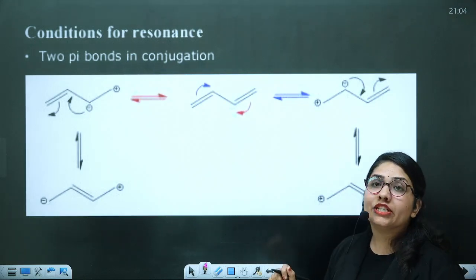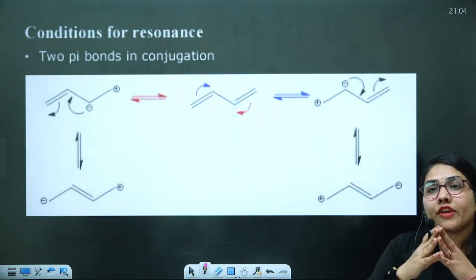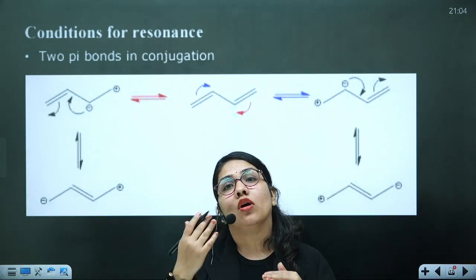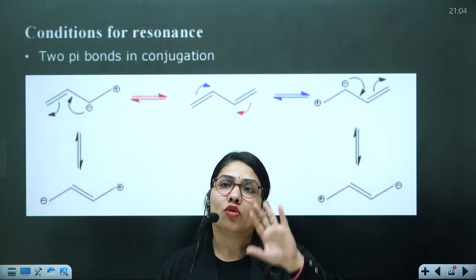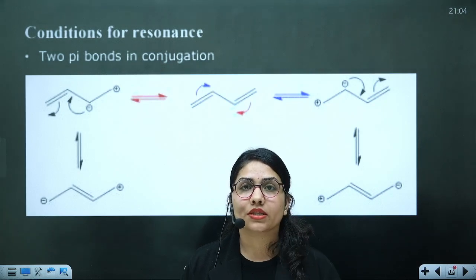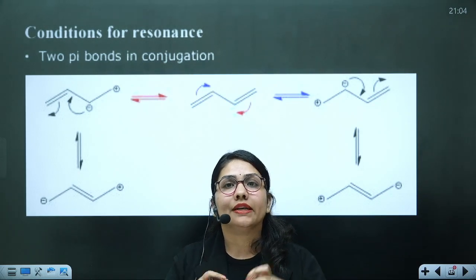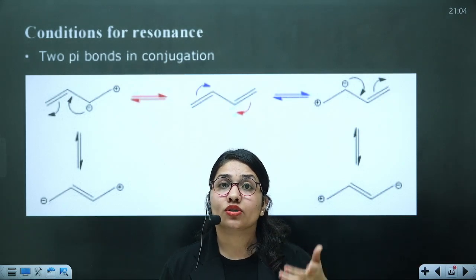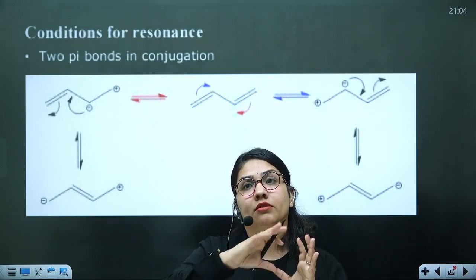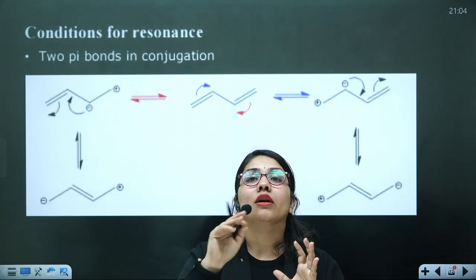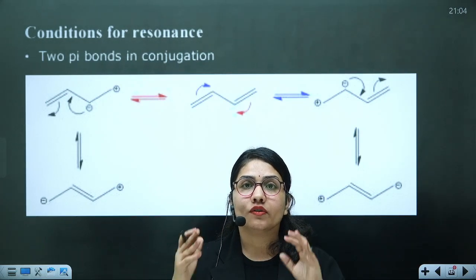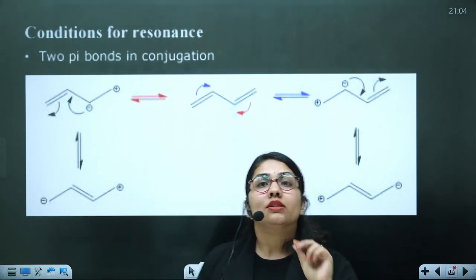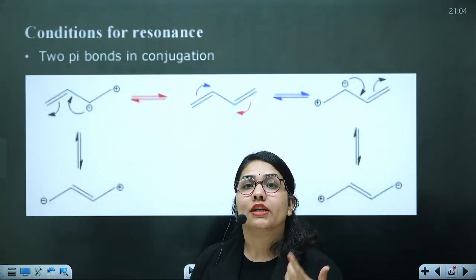Now come to conditions for resonance. Every molecule cannot show resonance. There are molecules which can explain their properties with a single structure. We don't need a resonance structure for every molecule. But there are molecules which show a number of resonating structures which contribute to the hybrid structure. So which are the molecules which can show resonance?